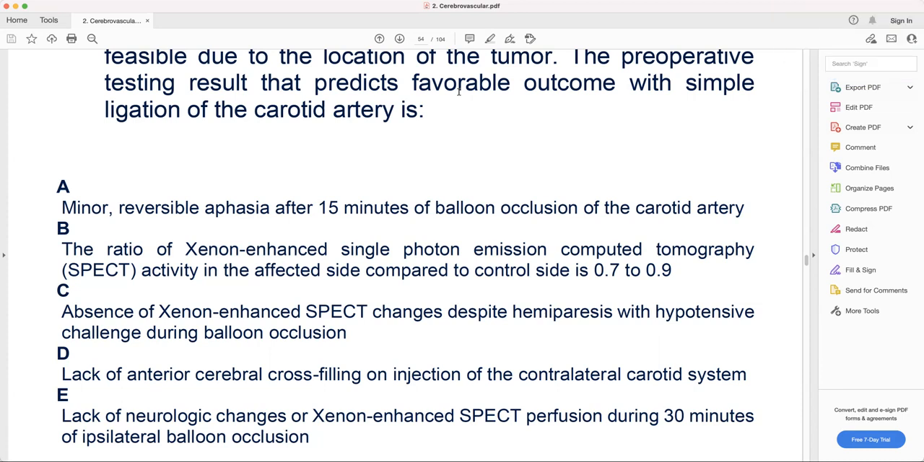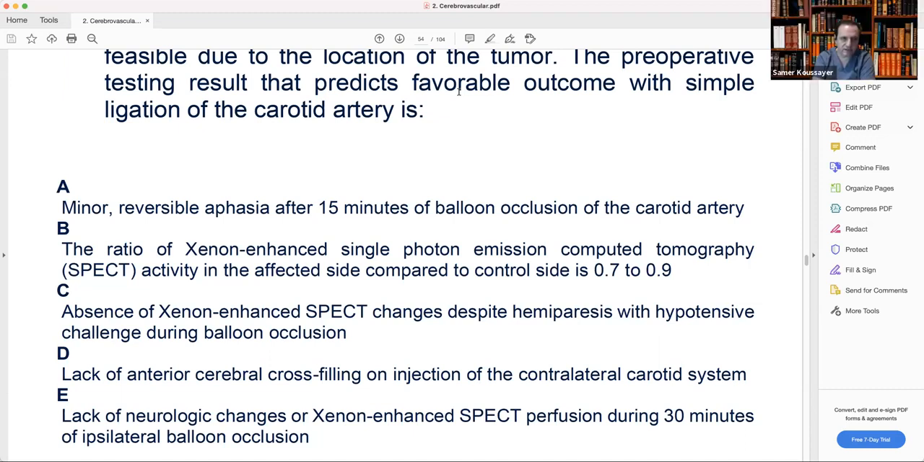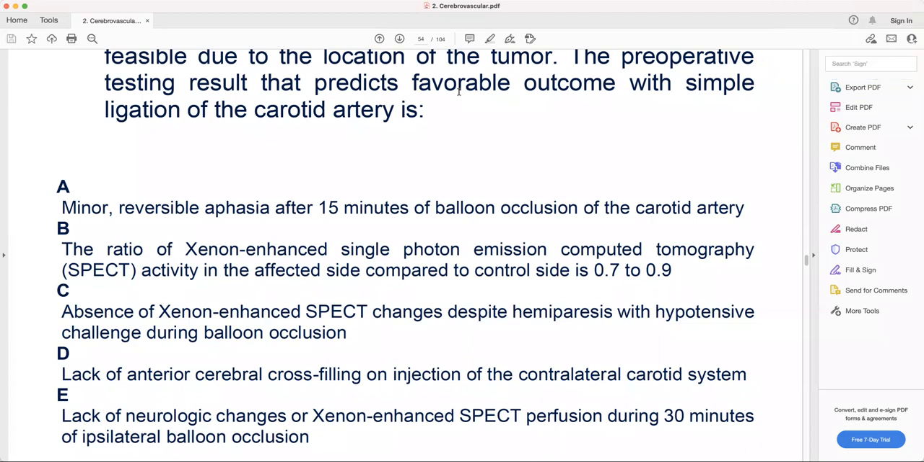First one, A: a minor reversible aphasia after 15 minutes of balloon occlusion of the carotid artery. We said 30 minutes. Even if we get reversible aphasia after 15 minutes, no, because you have to go for 30 minutes, so 15 minutes is not enough. I don't know why I didn't put this number. Somebody put the numbers, and this was the number you have to remember: 30 minutes. Of course, you need to have reservation.